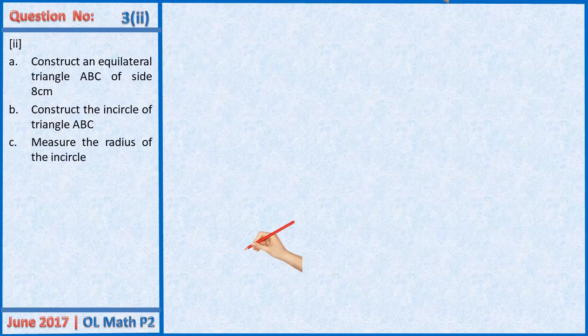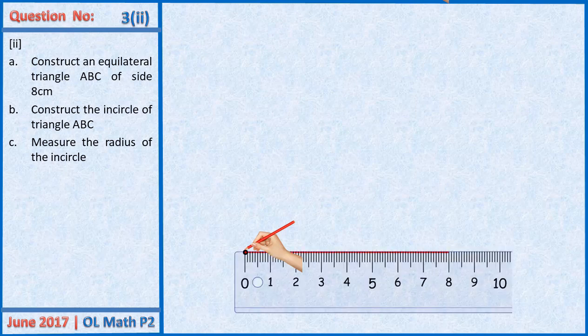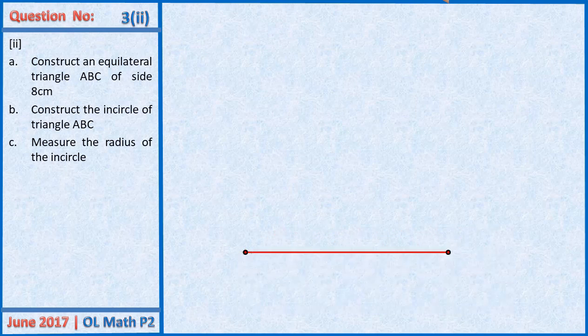Now the B part of question 3: construct an equilateral triangle ABC of side 8 centimeters. To construct an equilateral triangle, we first of all start by sketching or ruling the line AB. So I put a dot first. I now use my ruler and rule the line AB to be 8 centimeters. As you can see, 8 centimeters. I put a dot where I stop. Now the next thing, I letter the points A and B.